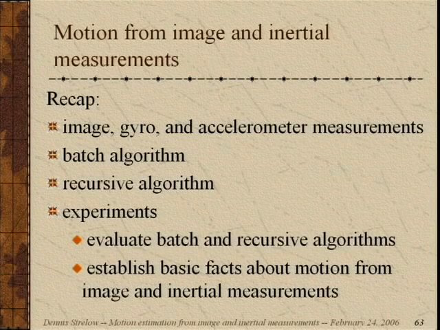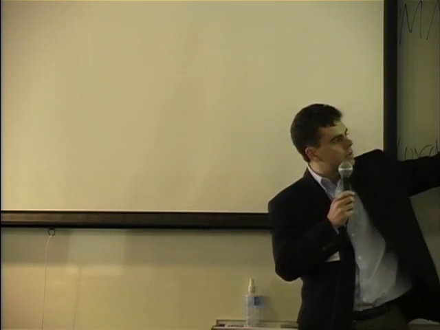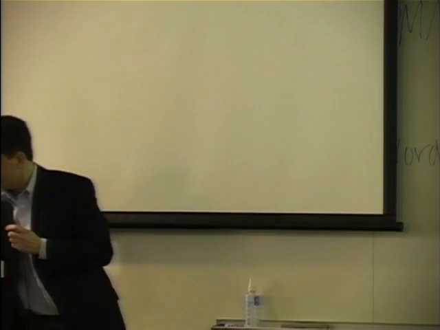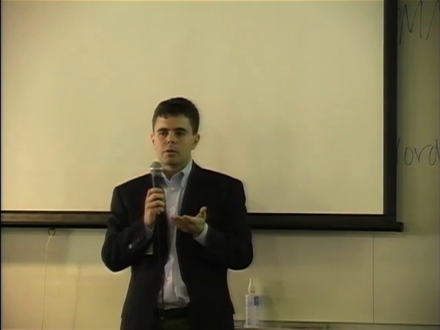Okay, so just to recap that work on image and inertial measurements: our sensors are images, gyro, and accelerometer. We did a batch algorithm which uses all the measurements at once, and a recursive algorithm, which is more efficient. My thesis actually includes a very large suite of experiments trying to evaluate these methods and trying to establish some basic facts about motion from image and inertial measurements. So for example, given just image, gyro, and accelerometer, can we reliably estimate the gravity direction, and can we reliably estimate the scale? One thing I found is that even with my cheap inertial sensors, my $200 accelerometer, we could estimate the global scale to about 5%.